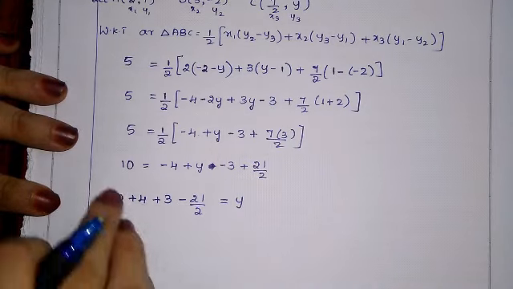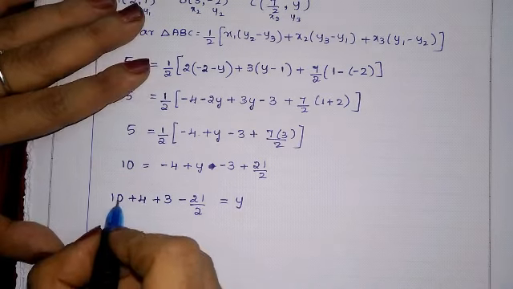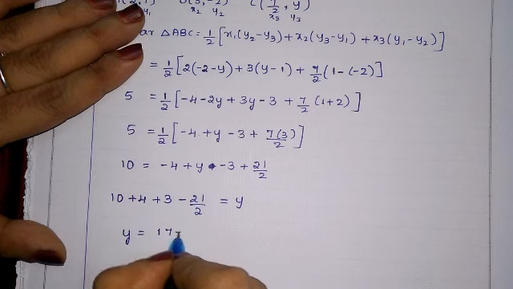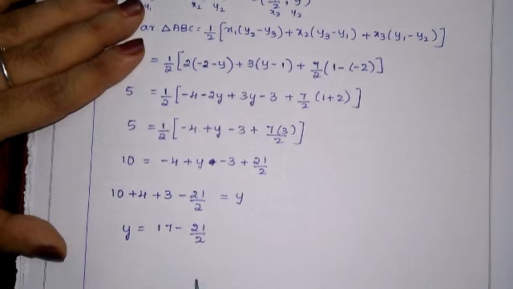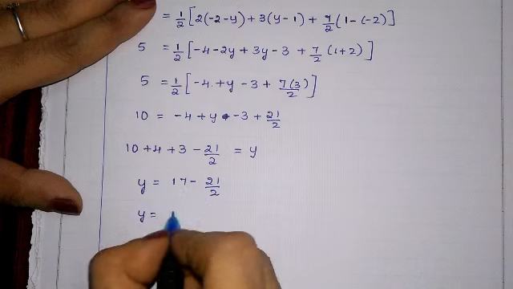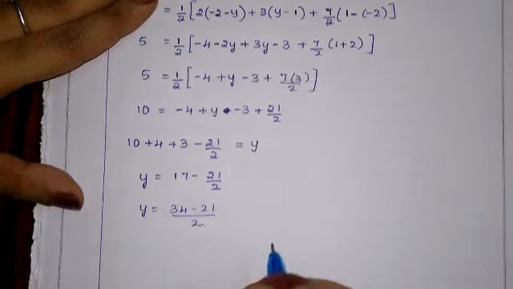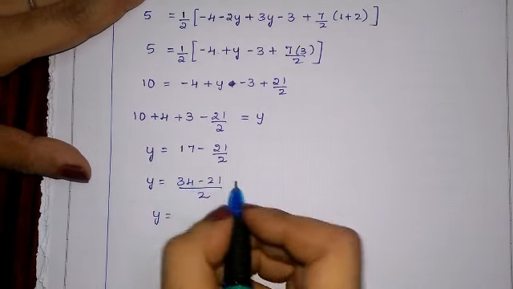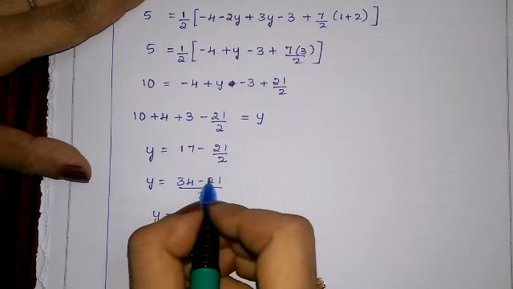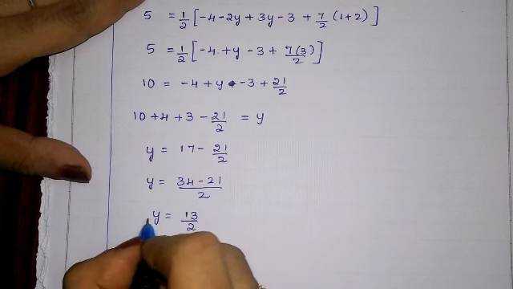I took all the numbers to this side and kept y on this side only. Now y is equal to 10 plus 4 is 14, 14 plus 3 is 17, 17 minus 21 by 2. y is equal to 17 2s are 34, 34 minus 21 upon 2. y is equal to 34 minus 21, 4 minus 1 is 3, 3 minus 2 is 1, so 13 by 2 we got here.